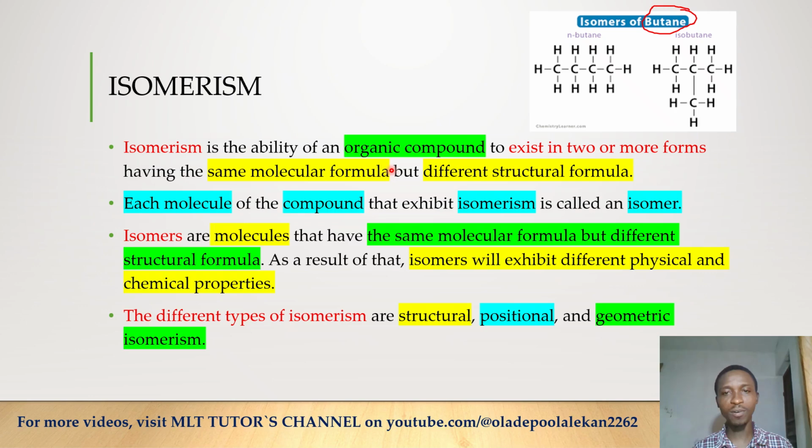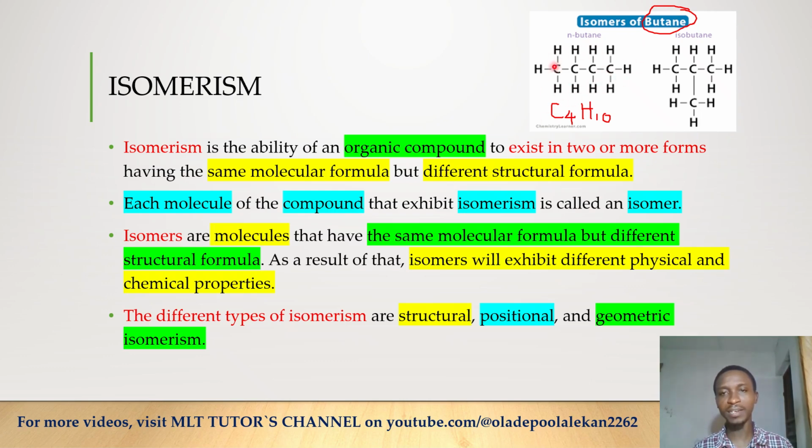Then this organic compound exists in two forms. It exists as n-butane and it also exists as isobutane. And these two forms have the same molecular formula. Their molecular formula is C4H10. But they have different structural formula.